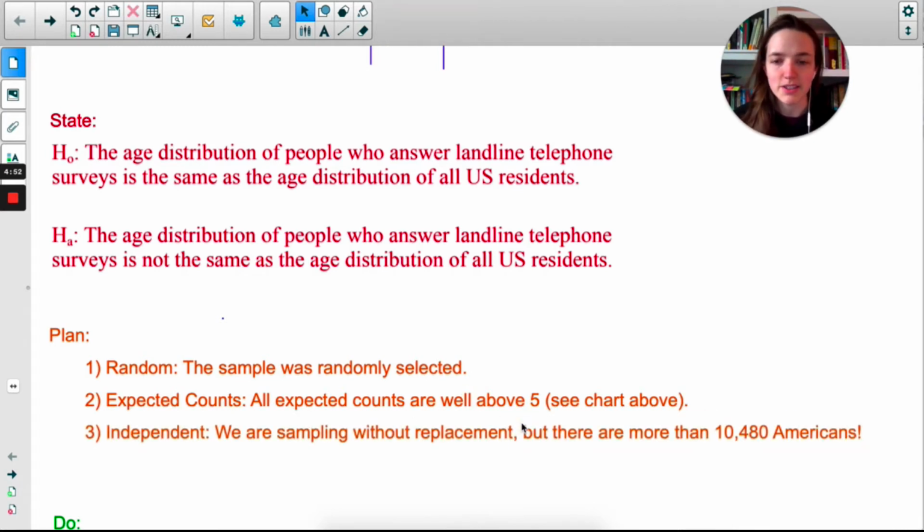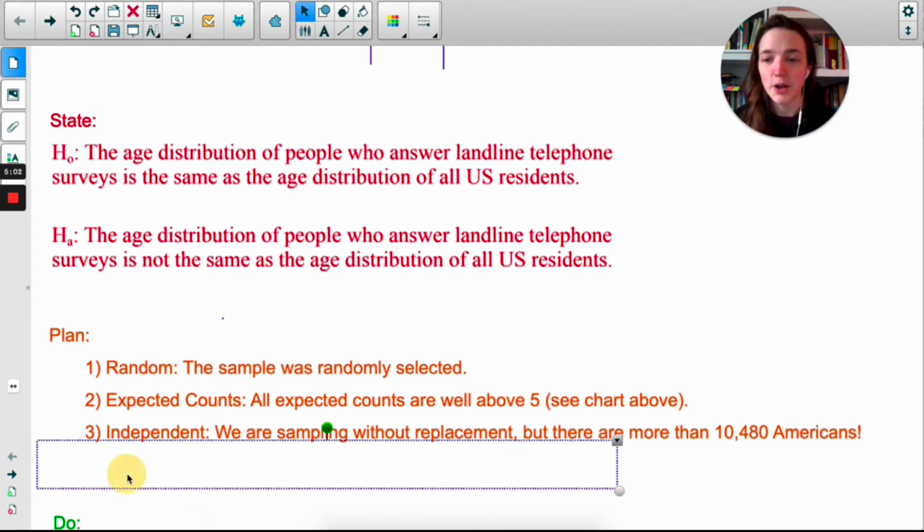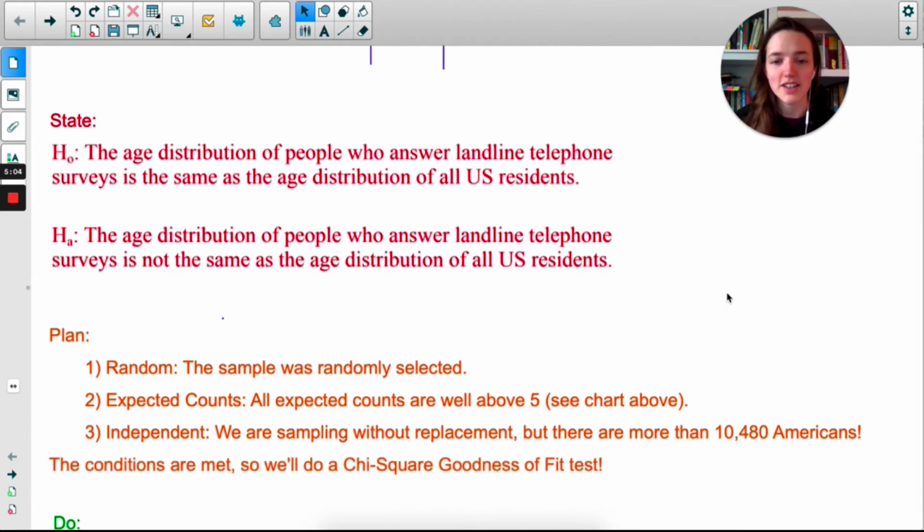And then the last thing was independence. We're sampling without replacement, but there are definitely more than 10,480 Americans. That was 10 times sample size. So all of our conditions are met, which means we can do the chi-square goodness of fit test. And yes, please say goodness of fit. There are actually 2 other types of chi-squared tests. Spoiler, we'll do them in the next video. So it is important that you say goodness of fit or GOF.